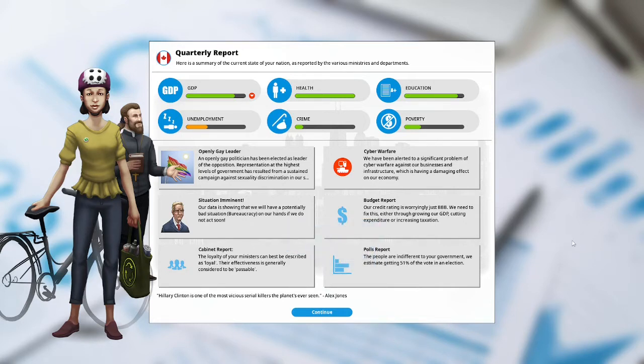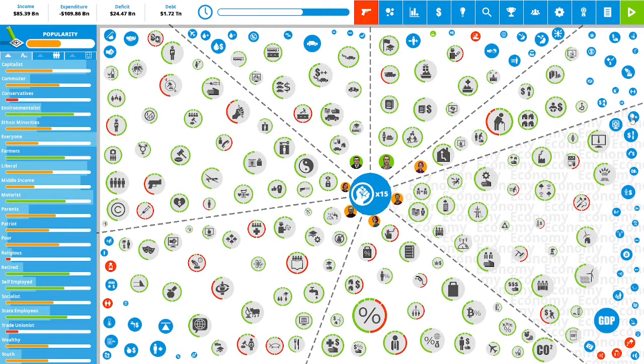Budget report. Our credit rating is worryingly just a triple B. We need to fix this either through growing our GDP, cutting expenditure, or increasing taxation. Cabinet report. The loyalty of your ministers can best be described as loyal. Their effectiveness is generally considered to be passable. Polls report. The people are indifferent to your government. We estimate getting 51% of the vote in an election. We have 15 political capital to spend.